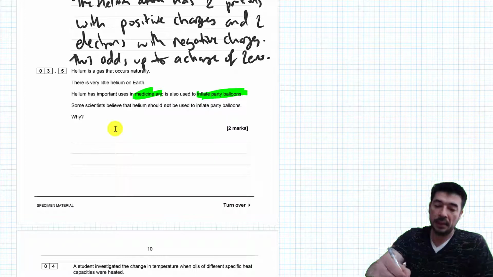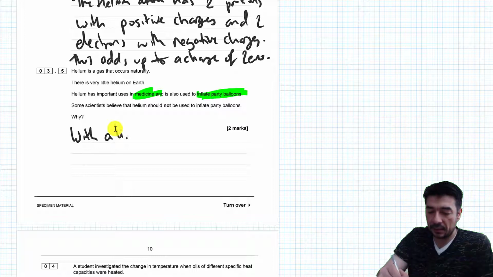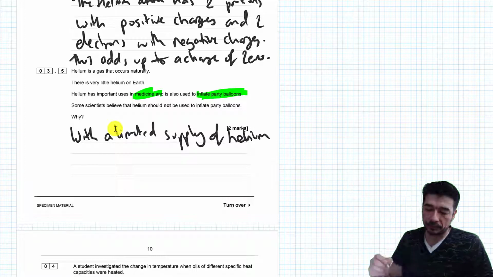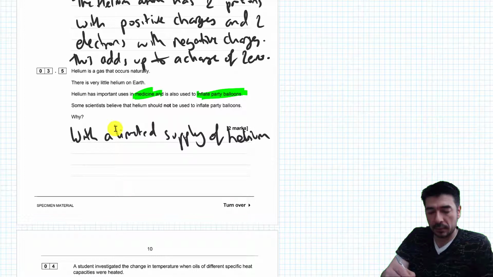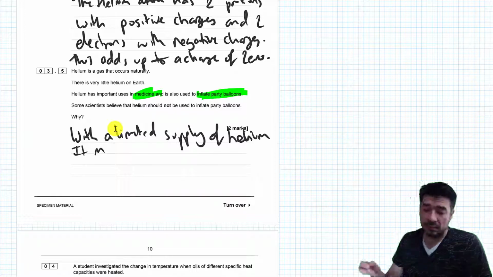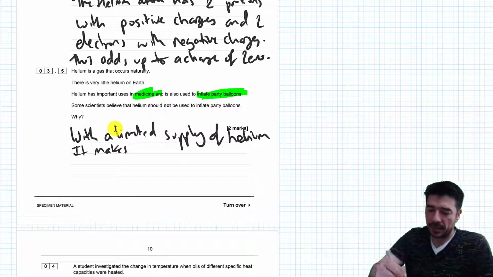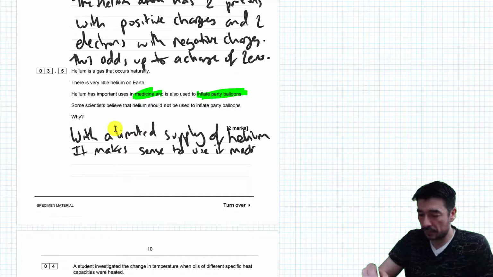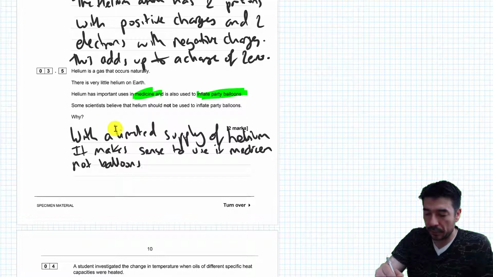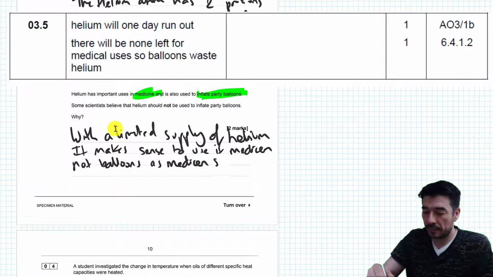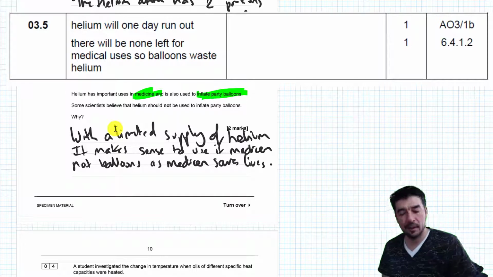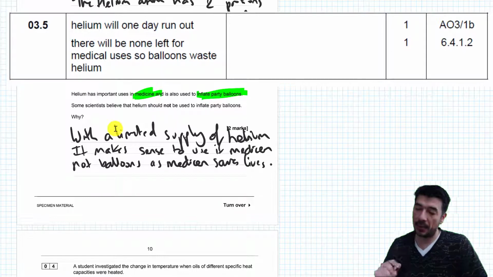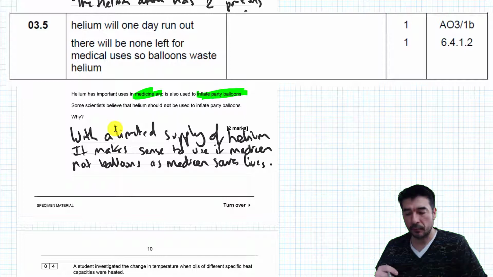And there's not much of it. So with a limited supply of helium, it makes sense to preserve it for medicinal uses. Or it makes sense to use it for medicine, not balloons, as medicine saves lives. Right. I'm not confident I've got 2 marks on that. I will be checking afterwards and put an overlay on the screen. But hopefully I've got 2 marks.